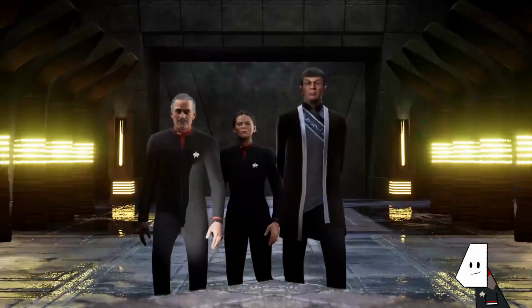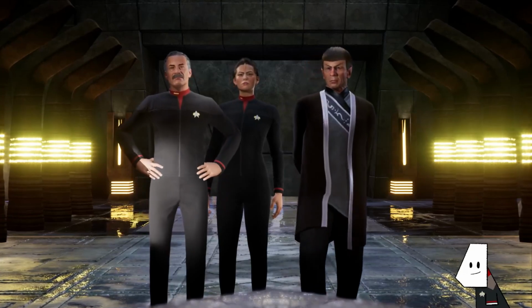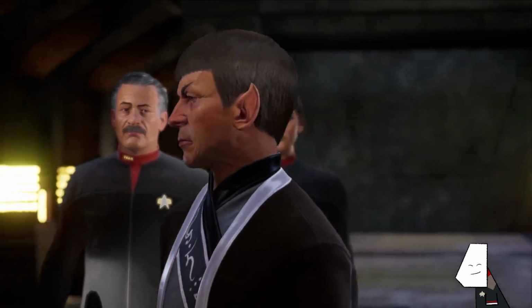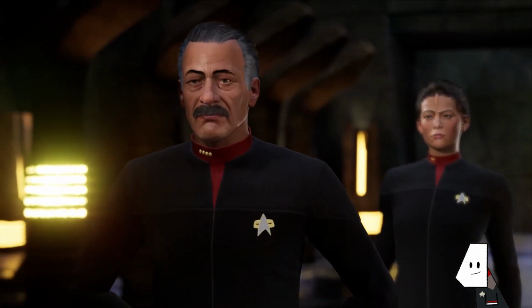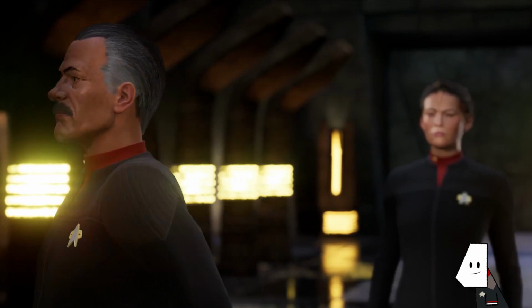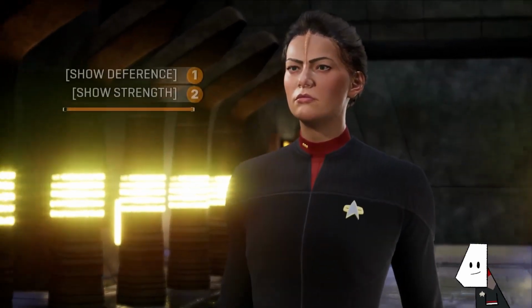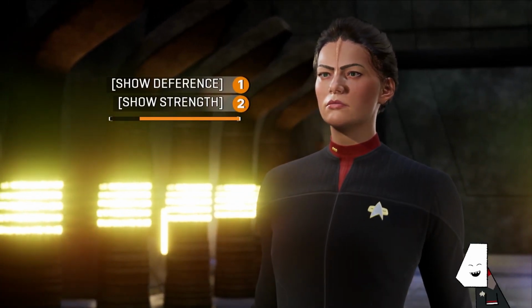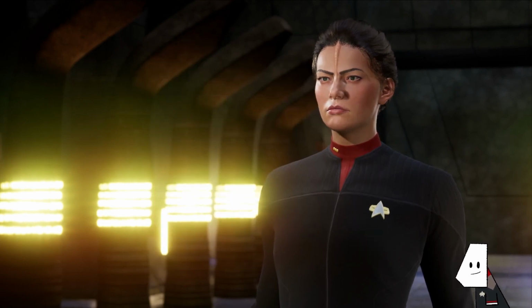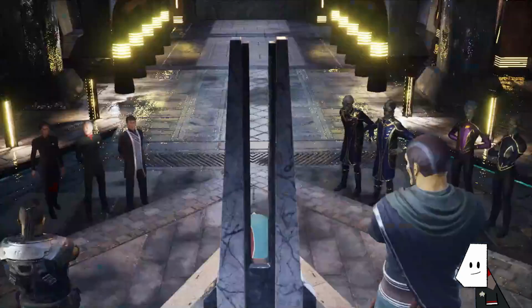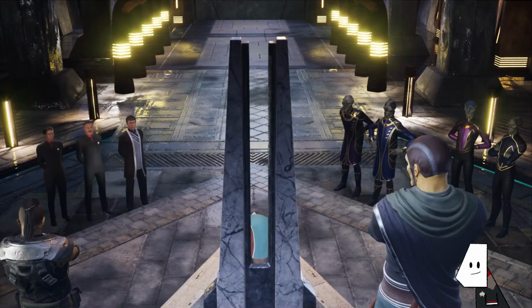Go for respectful choices. Ooh, I like a little headdress thing. So Spock kind of did a little bow. Captain did kind of like an upright stand. Show strength or deference? Oh, I don't know. Strength. They seem like they like a show of strength. Okay. She didn't like that. Maybe I shouldn't have done that.